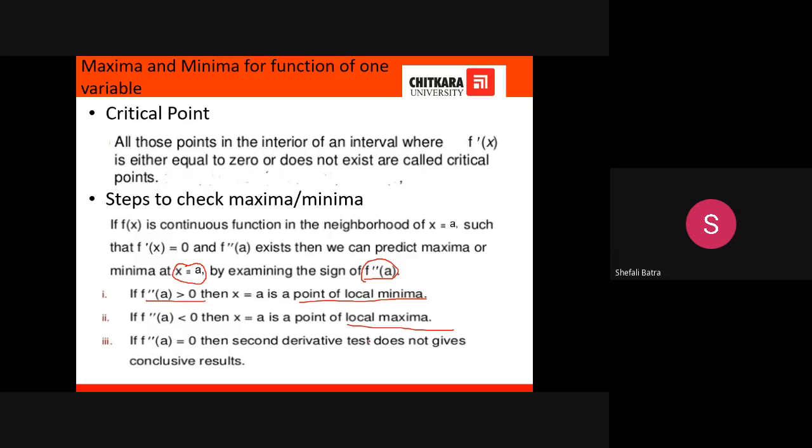So to find whether the function is maximum or minimum at the point, first we need critical points, right? And at those critical points, we can check whether the function is maximum or minimum. For that, we do this second order derivative test. If the second order derivative at point a is greater than 0, then x is equal to a is the point of local minima. If it is less than 0, then this is the point of local maxima. Greater than 0, minima. Less than 0, maxima. And if it is equal to 0, then it will not give you any result.